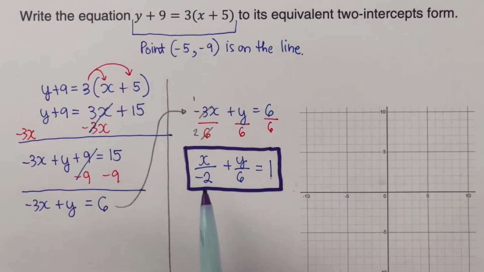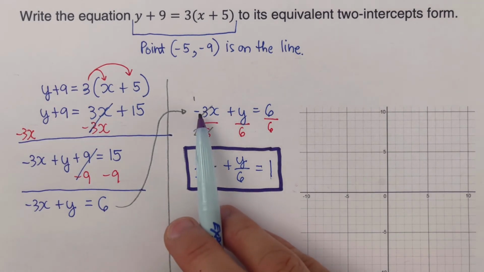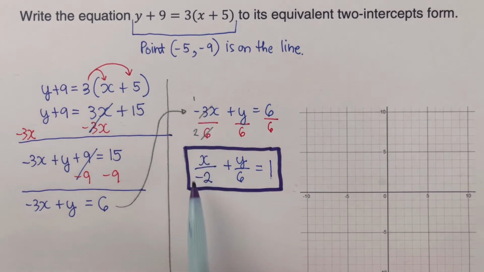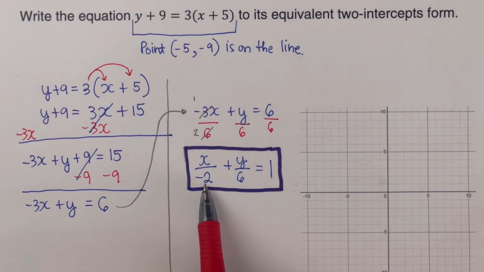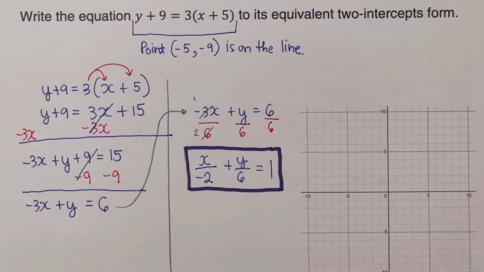Now others are going to say, why is this negative? Because you have a -3 over 6. You can put the negative either on top or at the bottom. So for now, we will put the negative together with the x. So then we can go ahead and say that our x-intercept is at -2 and our y-intercept is at 6. So I'm going to go ahead and write that down here.